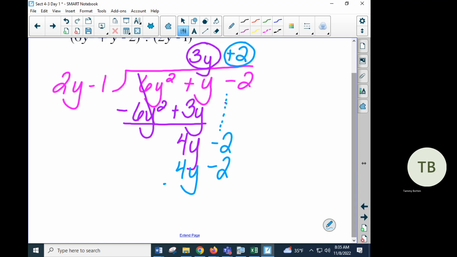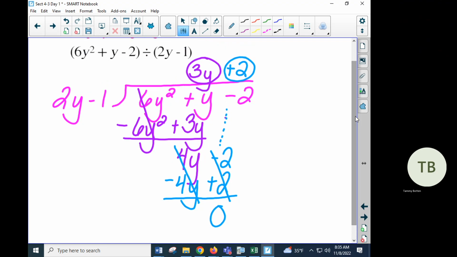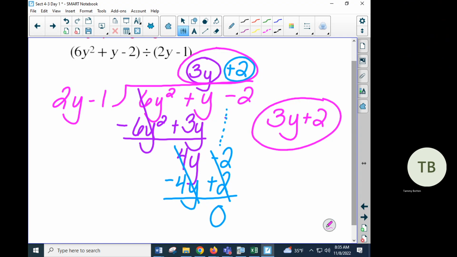Okay. Now, what I'm going to do next is change both signs. So this changes to a minus, this changes to a plus. Notice this cancels, which it always should, and this cancels. So in this one, you have a remainder of 0. If you have a remainder of 0, all that means is that this is your whole answer. So 3y plus 2 would be your answer. You could put plus 0 over this, but you don't have to do that if your remainder is 0.